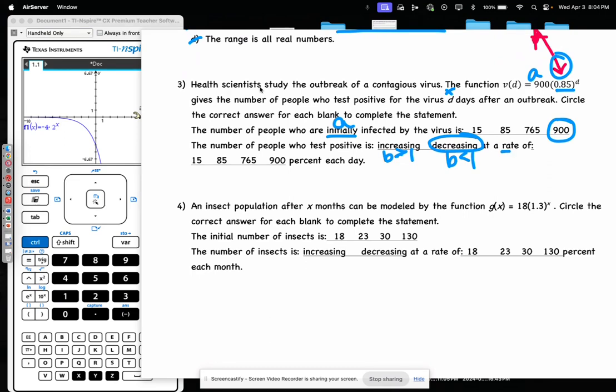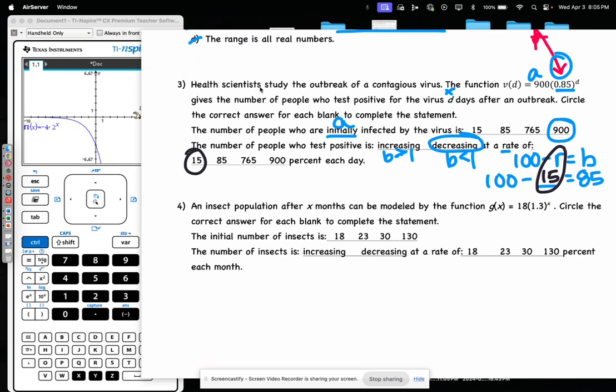So remember, 100 minus your rate gives you the B. So 100 minus something gives me 85. Well, I know that 100 minus 15 gives me 85. So 15% is going to be the percent that it goes down every day.